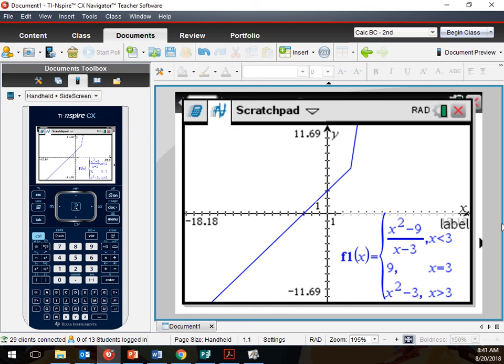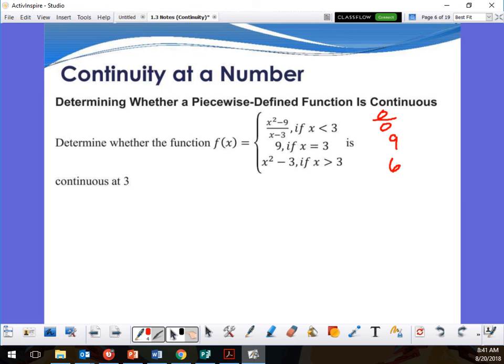X squared is a perfect square. 9 is a perfect square. So you're going to get x plus 3 and x minus 3. So if there's an x minus 3, isn't the x minus 3 on the bottom going to cancel that out? Yes. So the top came out to be x plus 3 times x minus 3 over x minus 3. And what happened to those x minus 3s? They canceled. So now, when I plug that in, what did I get? I get 6. So this one right here came out to be 6, didn't it?